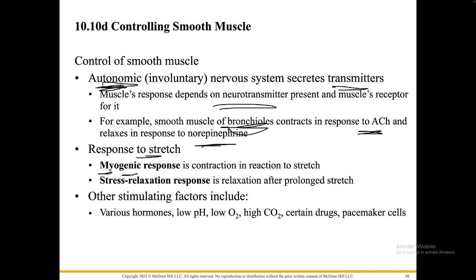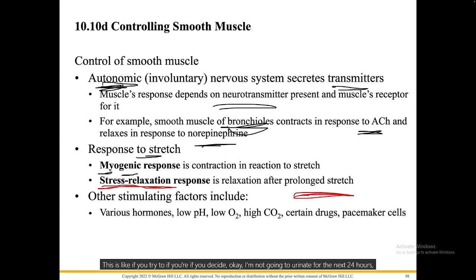And another one that's a little more complex is a stress relaxation response. This is like if you decide, okay, I'm not going to urinate for the next 24 hours. Well, your body will go along with you for a while, and your body will build up urine, and eventually there's going to be so much urine in there that even if you don't want to, your body's going to say, hey, I can't continue to hold this, I got to relax. I've been stressed for so long, the only response is to relax.